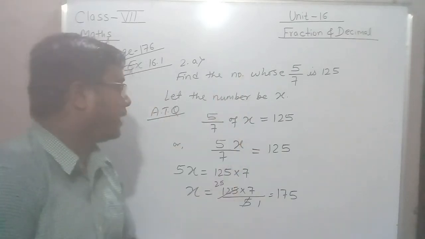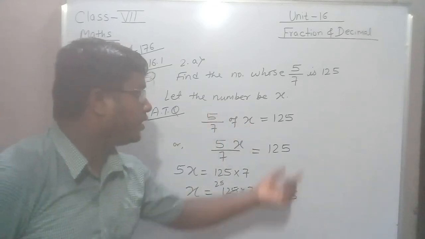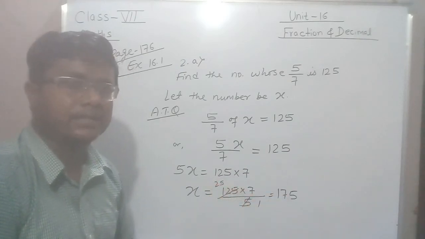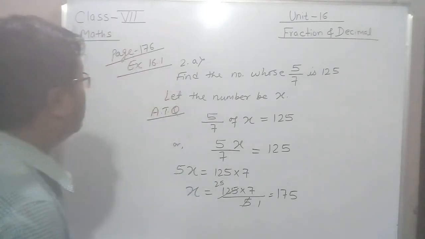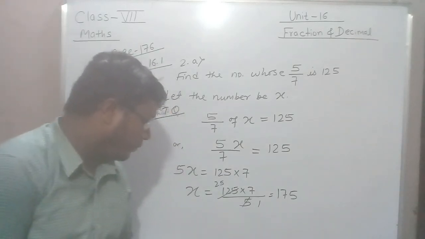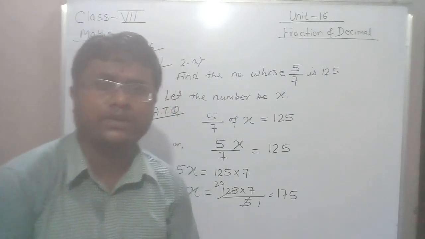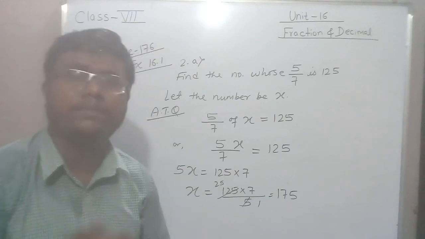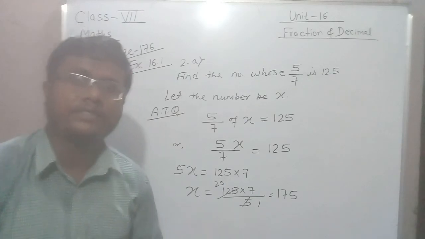You have to suppose that number. I have supposed here x. So 5 by 7 part is your 125. Put the values, solve it, you will get the answer. Isn't it easy? So I hope you can do. From your exercise 16.1 you can do question number 1 and 2 easily. Please do question number 1 and 2, all the questions, to practice. You can take that as homework also. So I hope you can easily do.